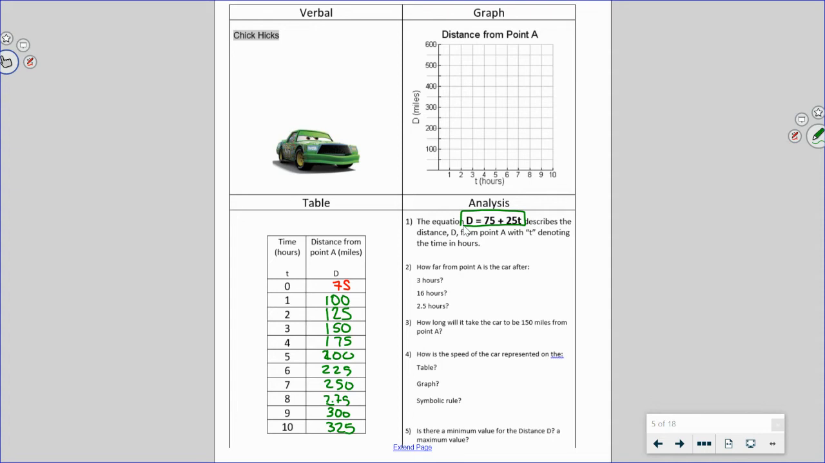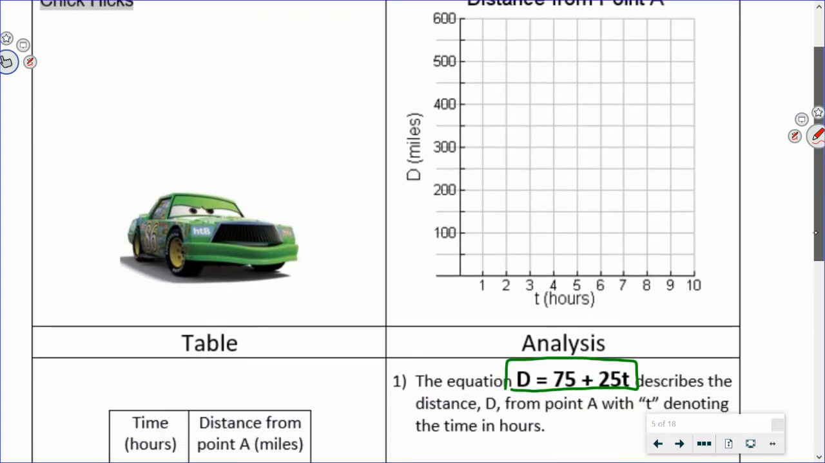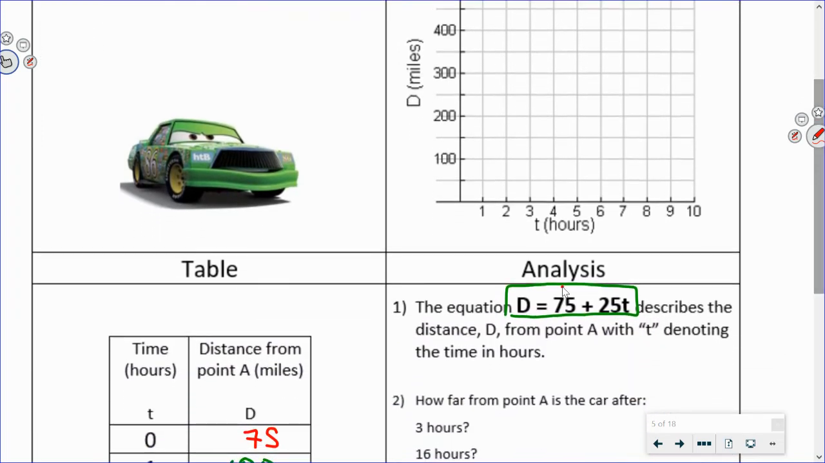All right, ladies and gents, now with the table in mind, I'm going to encourage you to go ahead and pause the video, go ahead and graph. Just note, please remember, Chick's a cheater. He's got a 75-mile-per-hour head start. It says so on our table, it says so on our equation, and it should show that with our graph. Chick starts at 75. Now go ahead, complete the rest of the table, pause your video, come on back when you're ready.